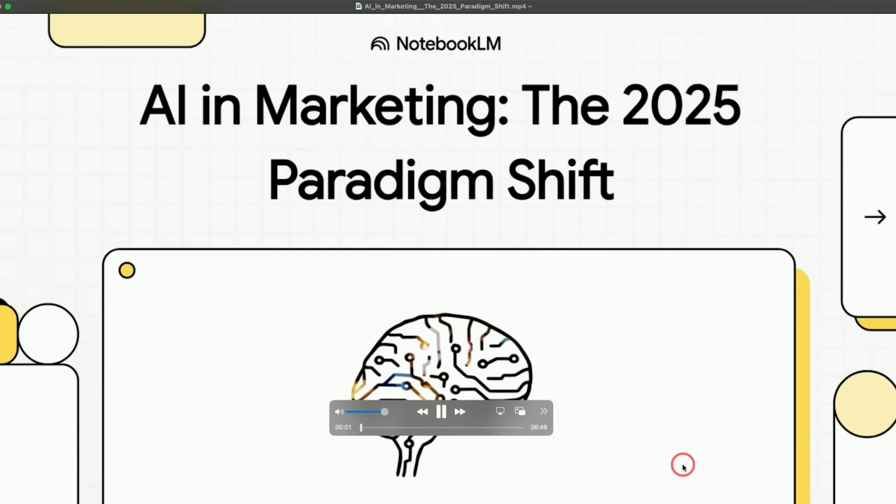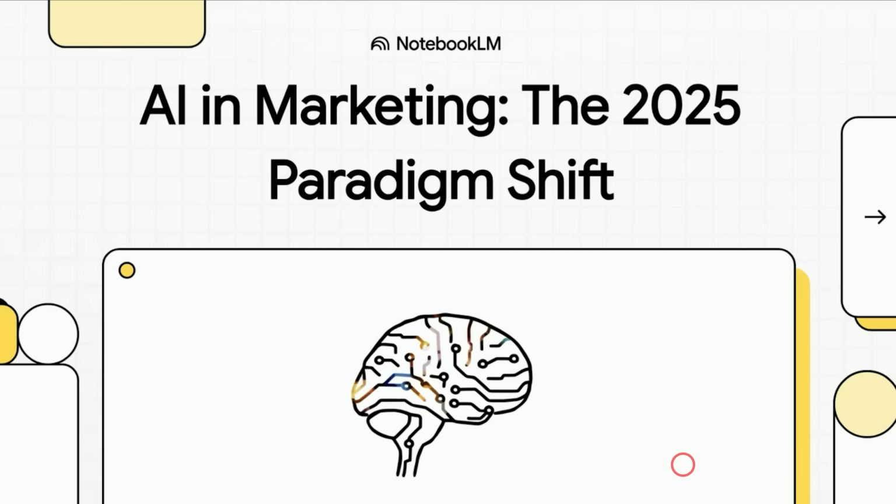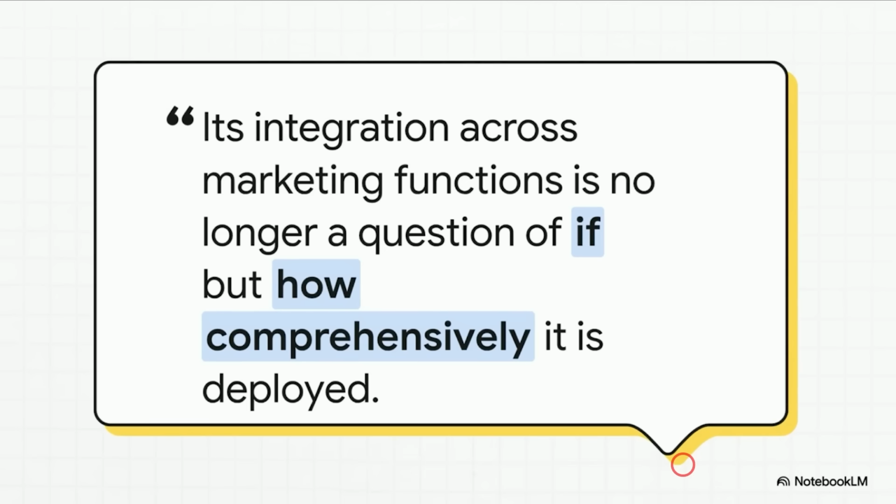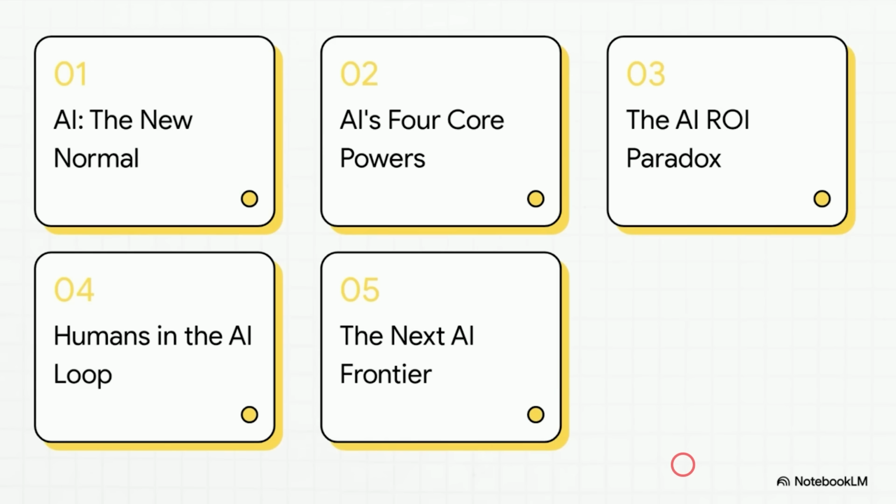Welcome to The Explainer. You know, by 2025, artificial intelligence won't just be influencing marketing, it's set to become its entire operating system. Today, we're going to break down exactly what that paradigm shift means. So let's start with the biggest takeaway, the central theme of this whole discussion. For anyone in marketing, using AI isn't an experiment anymore. It's not even a choice. The game has already changed. The only question left on the table is how deeply, how comprehensively, you're going to embed it in everything you do. And here's our roadmap for today.